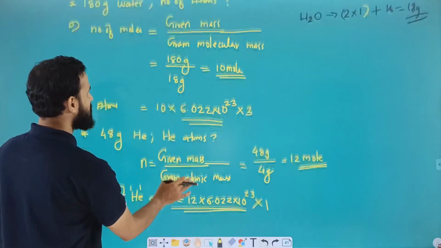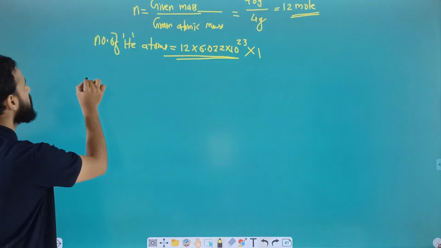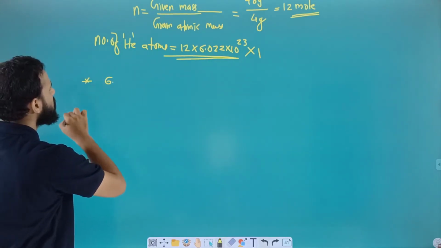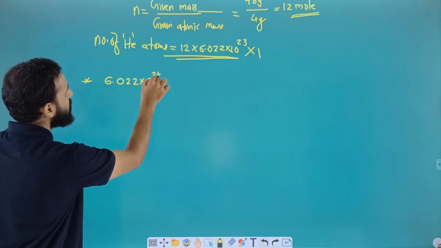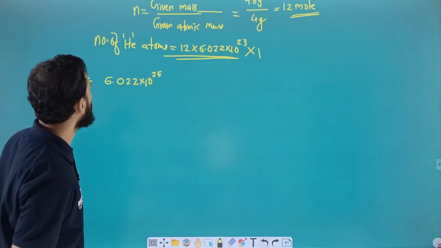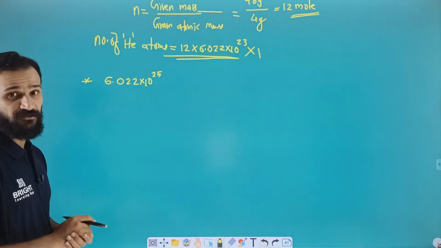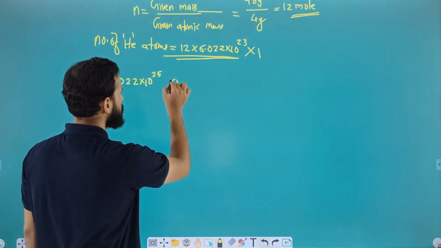So dear students, let us do another simple question. We can expect this kind of question from this part. I'm taking 6.022 into 10 raised to 25 oxygen atoms.